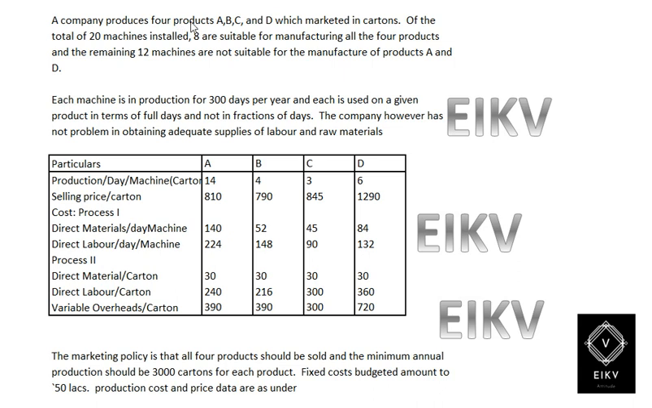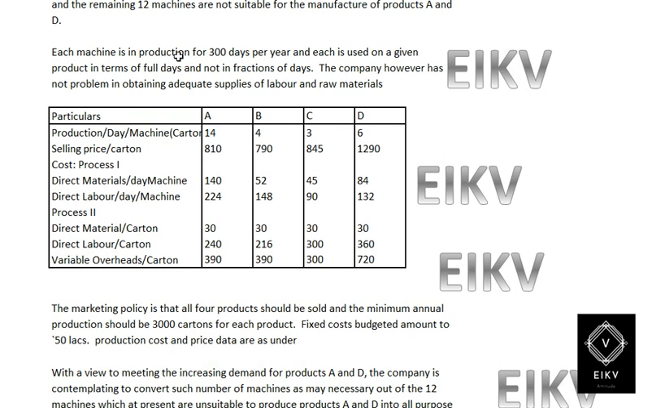In this illustration, a company produces products A, B, C and D, which are marketed in cartons. Of the total of 20 machines installed, 8 are suitable for all 4 products and the 12 machines are not suitable for manufacturing products A and D. Each machine is in production for 300 days per year and is used on the given product in terms of full days and not in fractions of days.